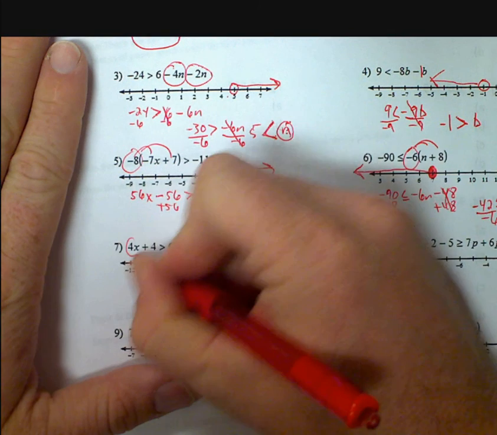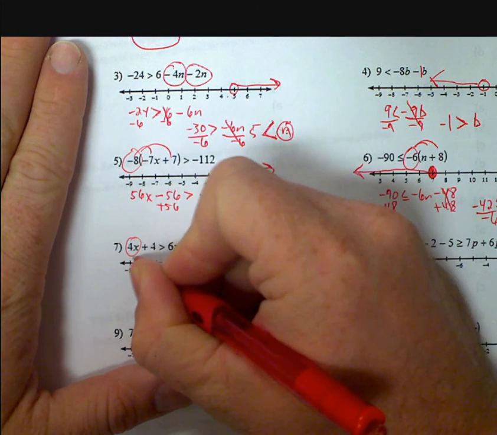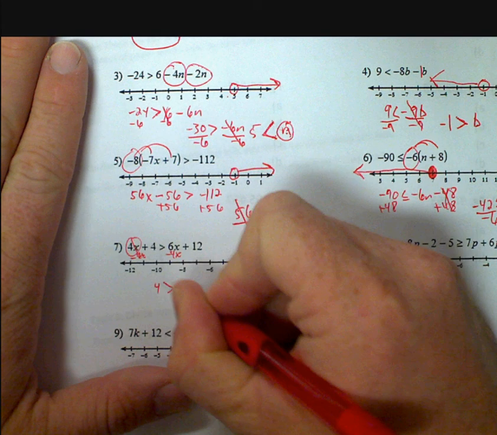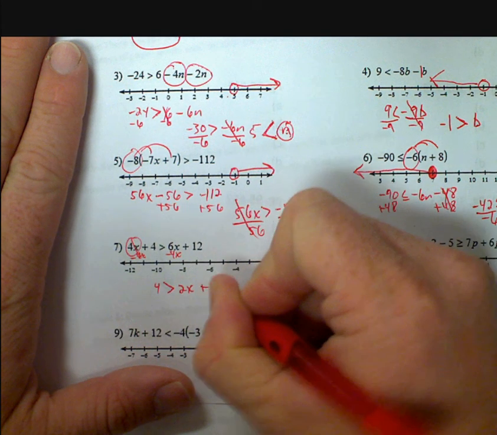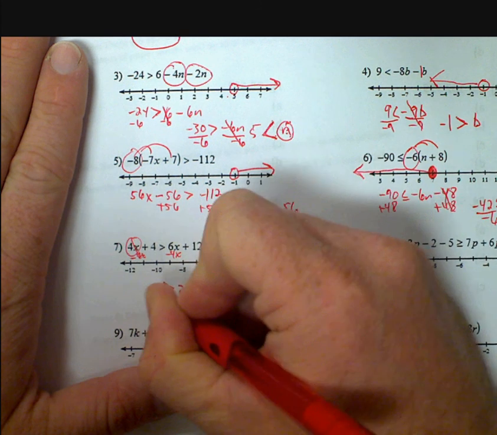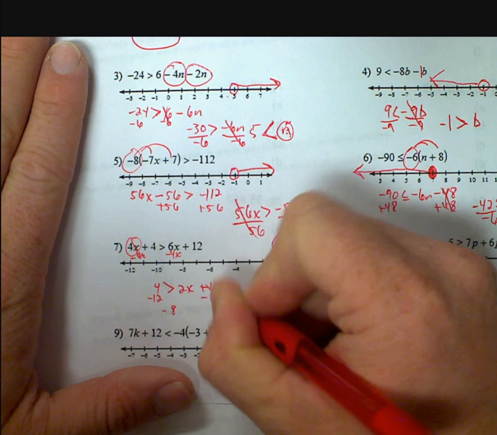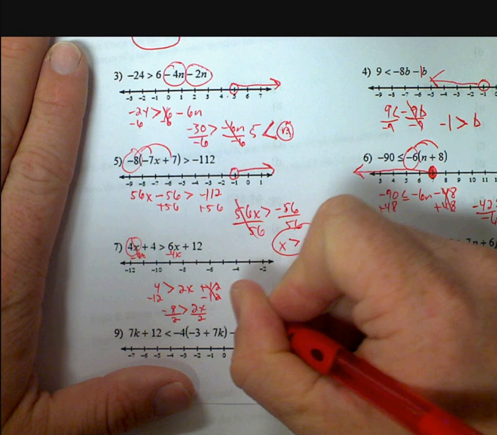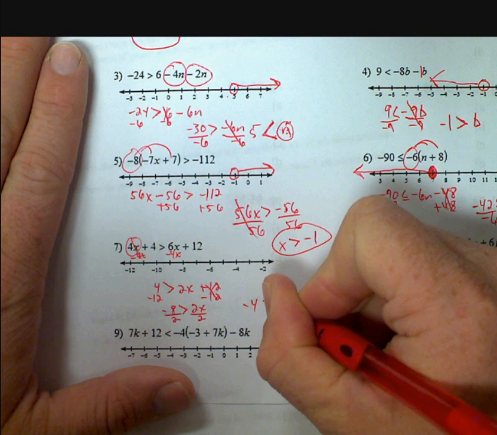So I'm going to go ahead and bring my 4x over. So I'm going to take minus 4x, minus 4x. So that gives me 4 greater than 2x plus 12, minus 12, minus 12. That's negative 8 greater than 2x. Divide by 2, and I get negative 4 greater than x.